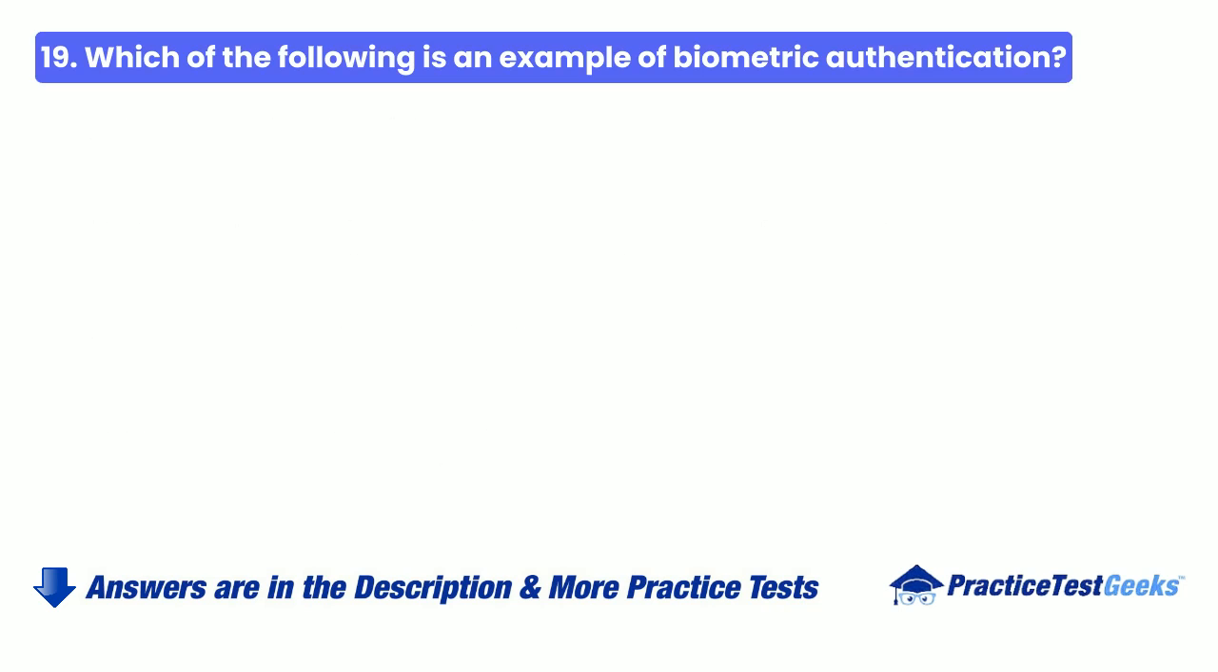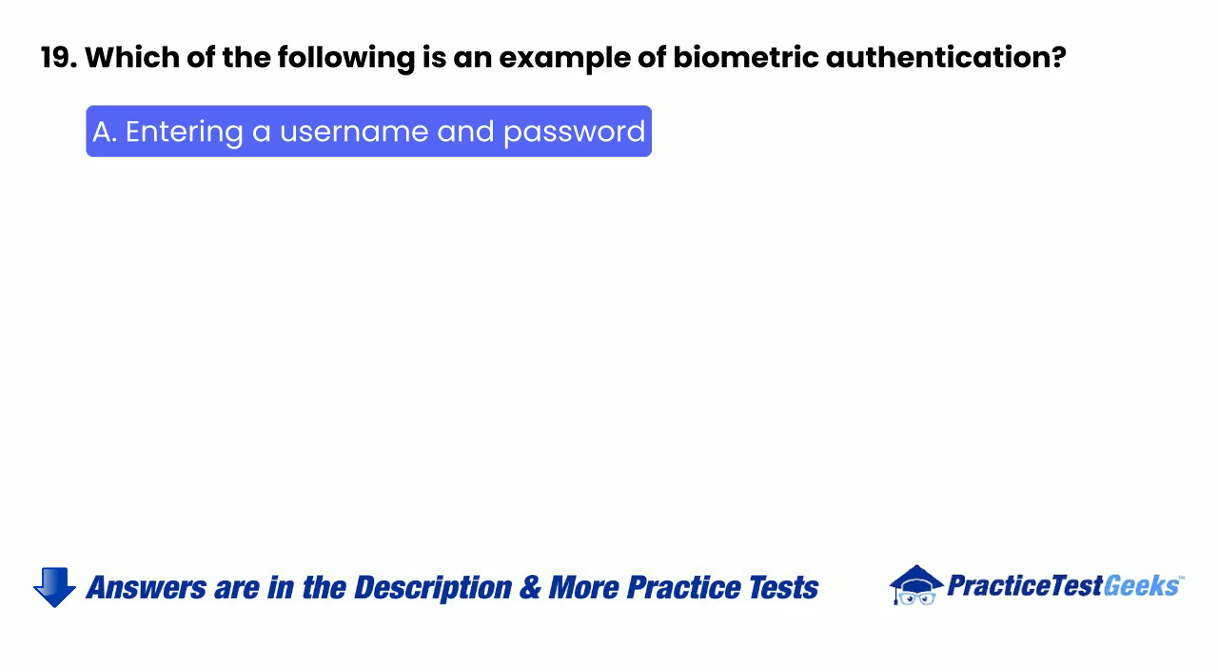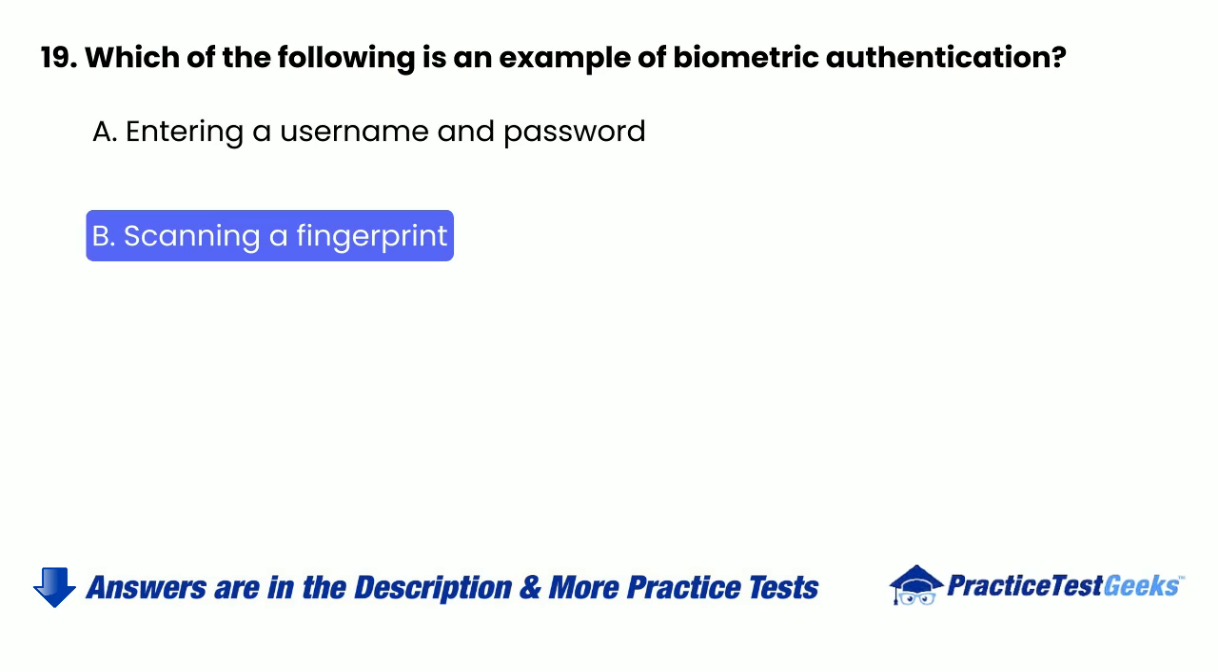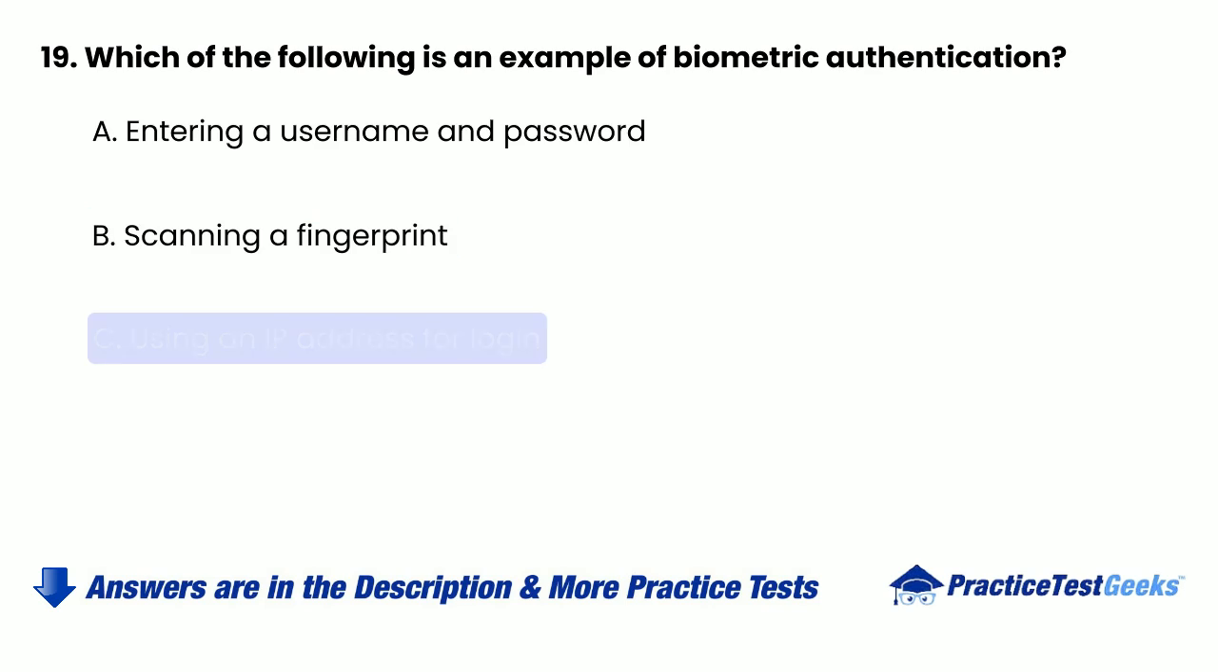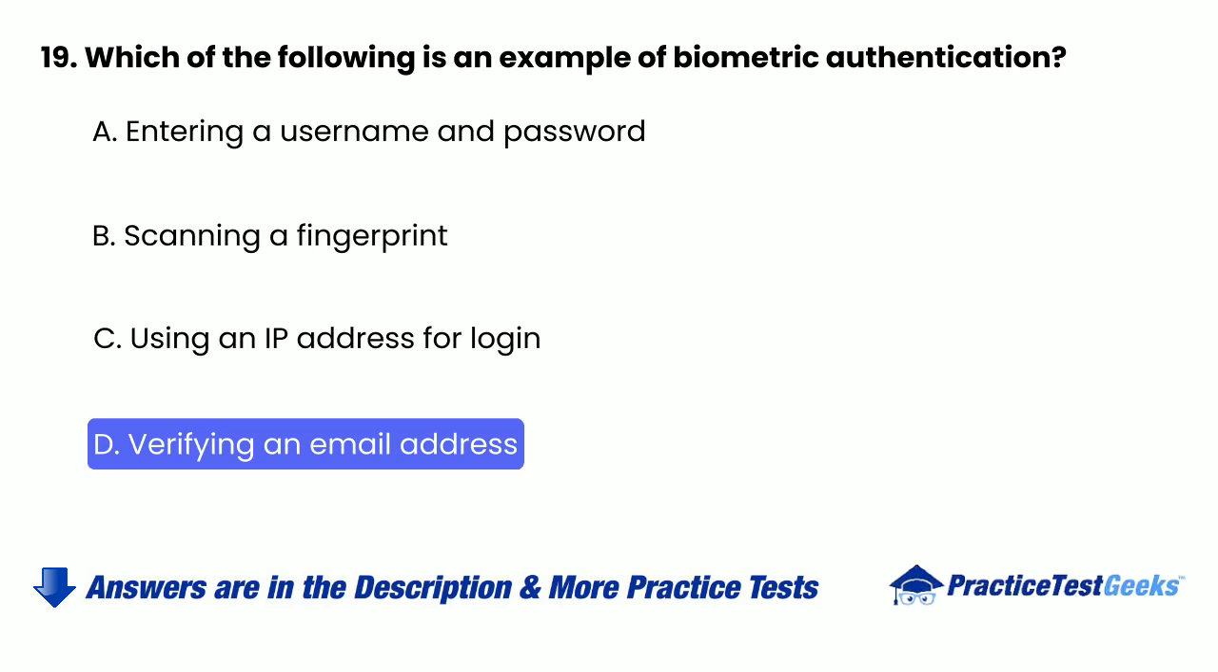19. Which of the following is an example of biometric authentication? A. Entering a username and password. B. Scanning a fingerprint. C. Using an IP address for login. D. Verifying an email address.